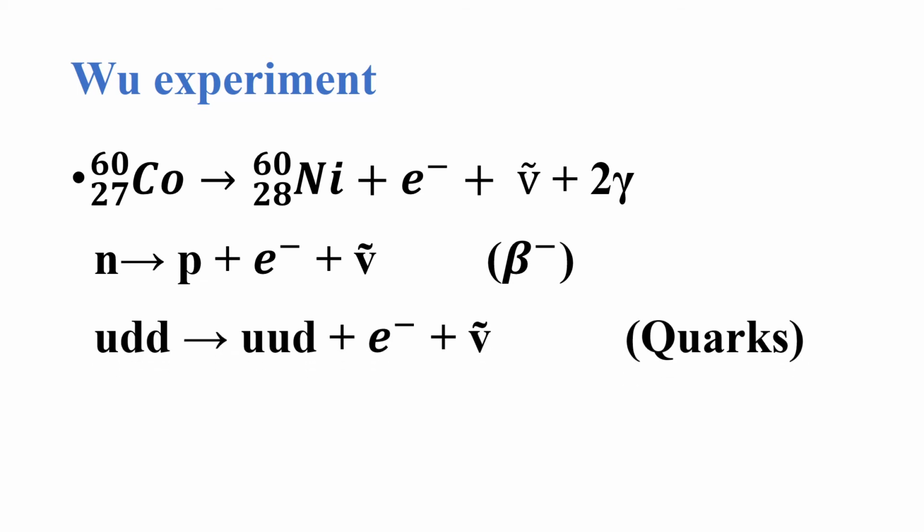If we talk about the neutron, it is made up of up, down, down quarks, and a proton is made up of up, up, down quarks. So what is actually happening is a down quark is converted into an up quark, giving away the electron and the antineutrino.